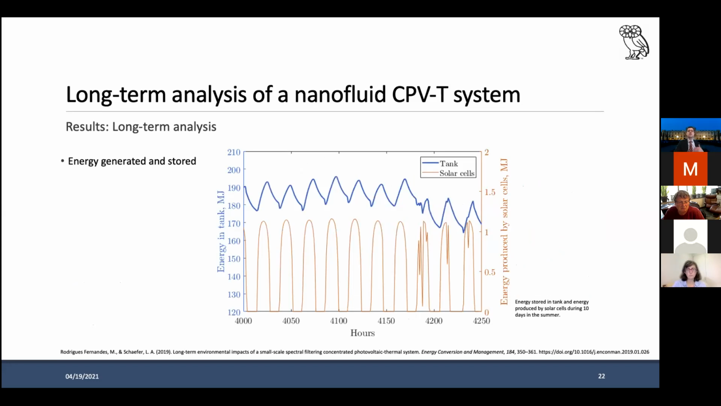We also analyzed the amount of energy stored in the tank and generated by the solar cells at every time step. As expected, the performance of the CPVT system is directly correlated to the amount of sunlight available. When we have clear sky days, the energy stored in the tank is cyclical but fairly constant from one day to the next. During cloudier days, however, the energy in the tank reduces more drastically and the solar cells generate less electricity.